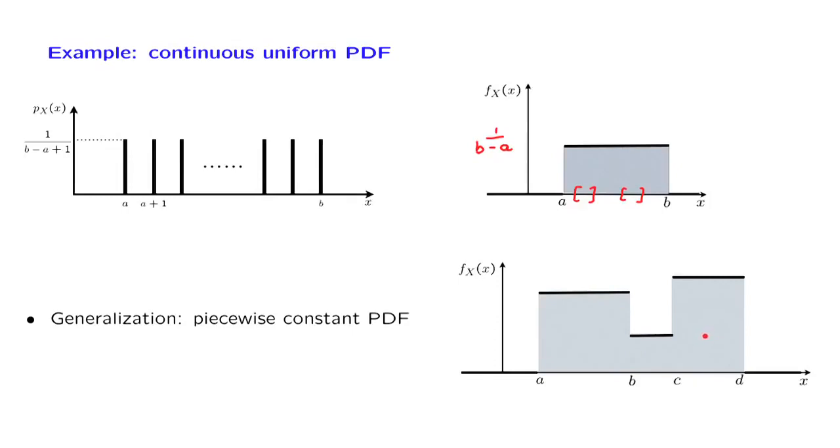With a piecewise constant PDF, we can calculate probabilities of events fairly easily. For example, if you wish to find the probability of this particular interval, which is going to be the area under the curve, that area really consists of two pieces. We find the areas of these two rectangles, add them up, and this gives us the total probability of this particular interval.